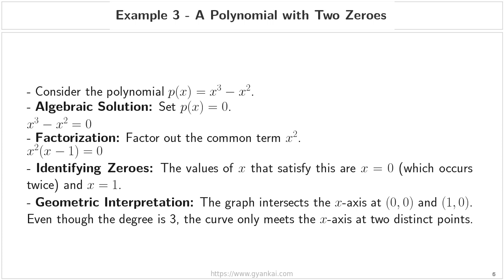Finally, let's look at the geometric interpretation. When we plot this on a coordinate plane, the curve meets the x-axis at the points (0, 0) and (1, 0). This is a crucial observation: even though we are dealing with a cubic polynomial, which, as we've discussed, has a degree of 3, the curve only meets the x-axis at 2 distinct points. This perfectly illustrates that the number of zeros can be less than the degree of the polynomial. This leads us nicely into our next slide, where I'll use a real-world analogy to help you visualize this concept even more clearly.